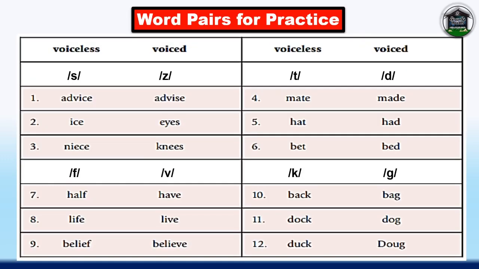Voiceless and voiced consonants. Word pairs for practice. The first word of the pair ends with the voiceless consonant and the second with the voiced one. Notice the difference in vowel length. S, Z. Advice, advise. Ice, eyes. Niece, knees.